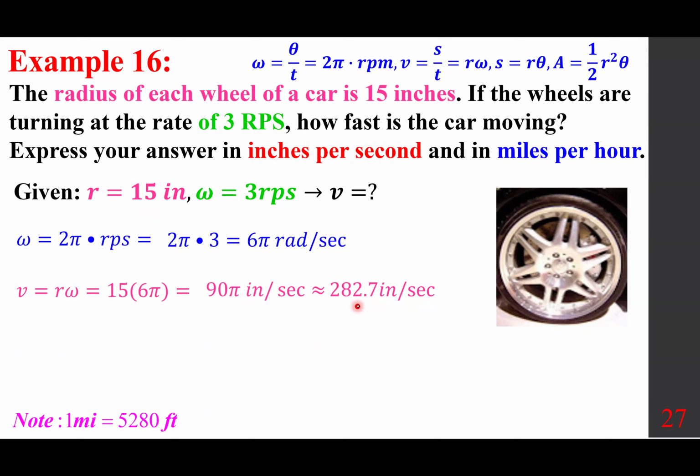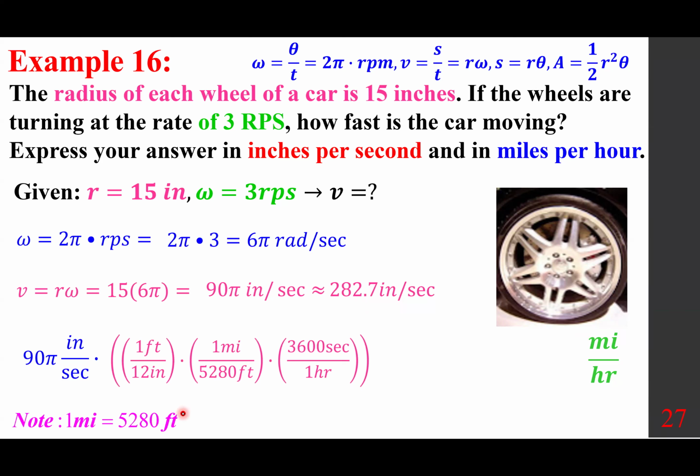Now, I'm going to put that, and I'm going to put what they ask, miles per hour, here. So we're going to make the changes. So remember, 1 mile is 5,280 feet. 1 foot is 12 inches. 1 hour is 60 minutes times 60 seconds, or 3,600 seconds. So I hope no one has any problem with the unit conversion. So 1 foot, 12 inches, 1 mile, 5,280 feet, 3,600 seconds over 1 hour.